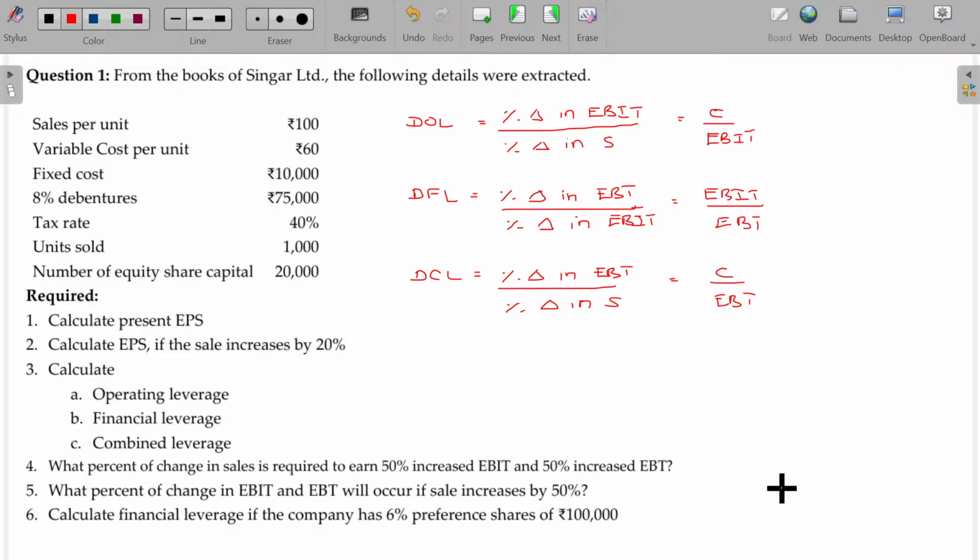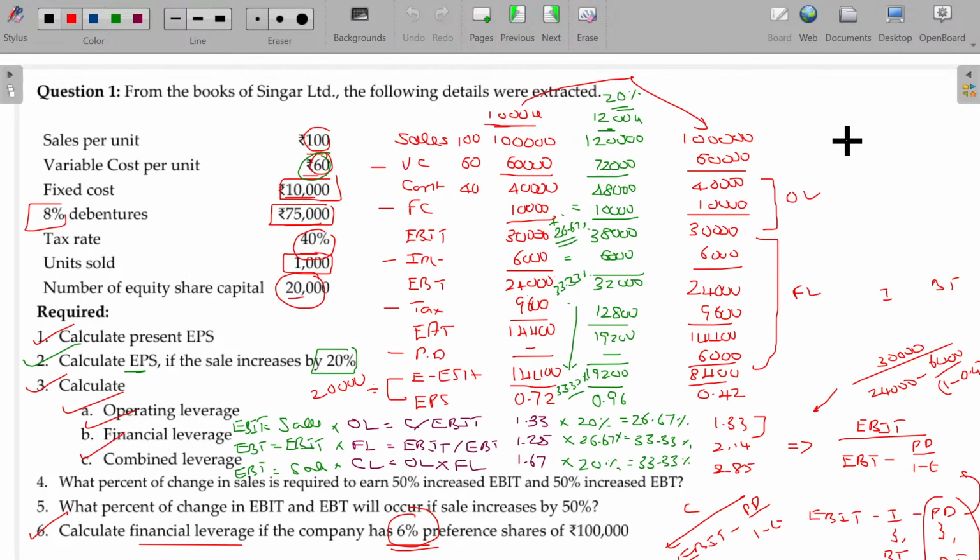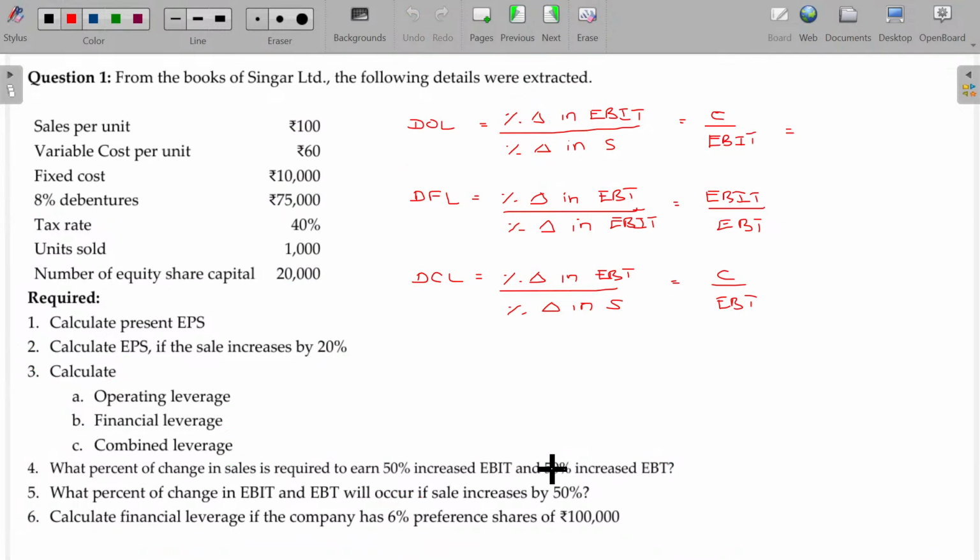Now, what about the formula for degree of operating leverage? What's the answer? This one, 1.33, 1.25, 1.67. 1.33, 1.25, 1.67 will be the final answer. Is that okay?